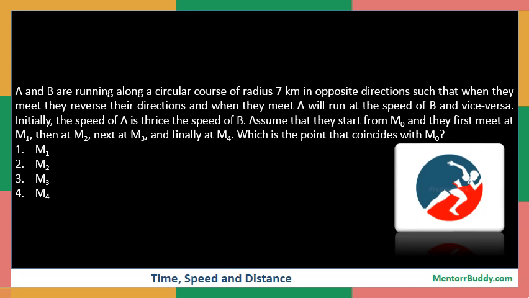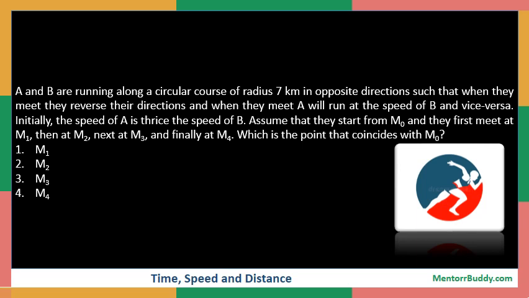We have a question based on time, speed and distance. The question says, A and B are running along a circular course of radius 7 km in opposite directions such that when they meet they reverse their directions, and when they meet A will run at the speed of B and vice versa. Initially the speed of A is thrice the speed of B.